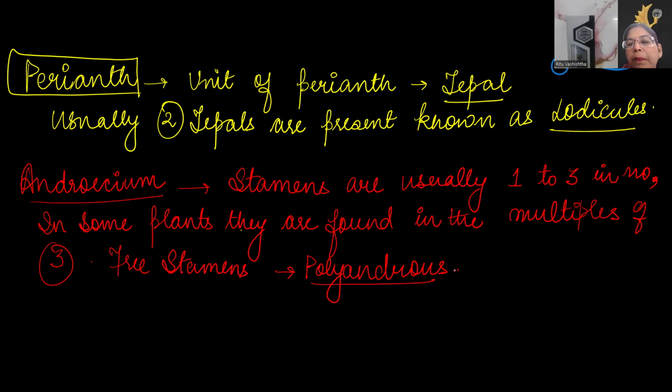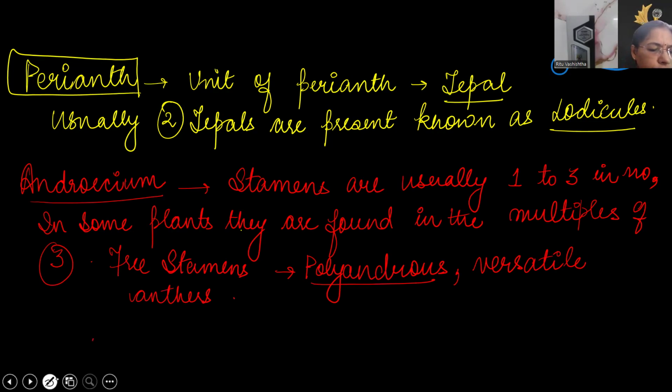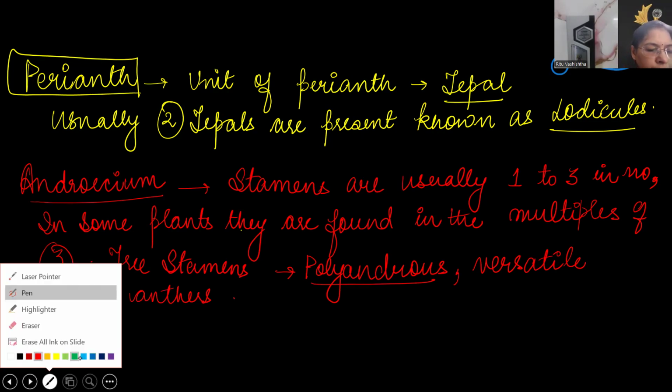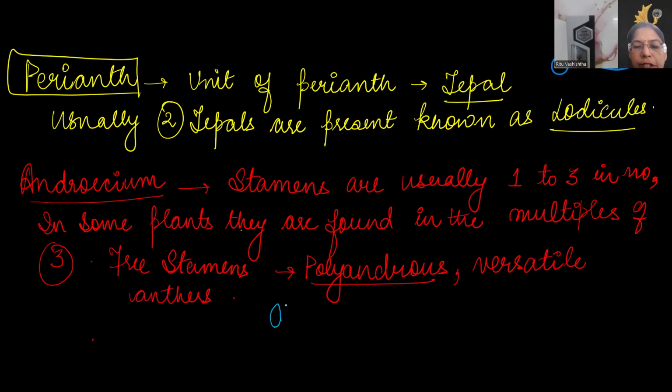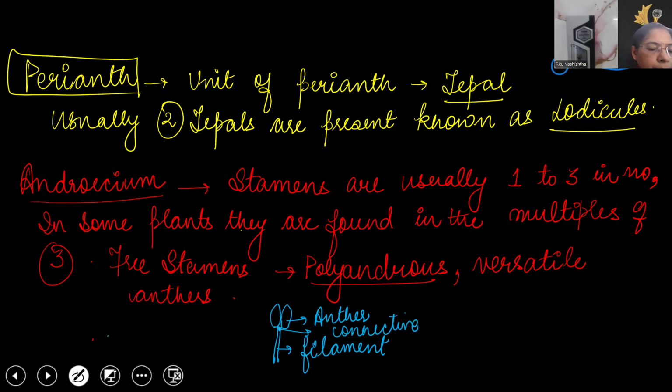Besides this, versatile anthers. I'll draw that structure. Anthers are versatile. See, when you talk about the male reproductive part, each stamen in general consists of 3 parts. This is the general type of stamen. This is anther, filament, and connector. So this is which part? This is anther. This is filament. And this is which part? This is connector. Now, when we talk about Gramineae family, I have written the term versatile anthers.